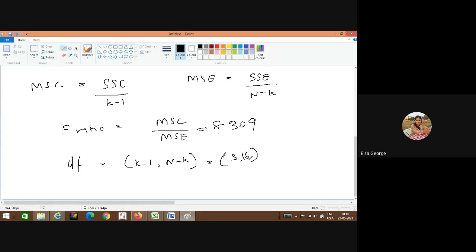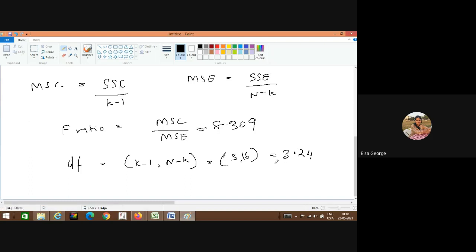So at 3 and 16, 5% level of significance, your table value will come around 3.24. If you check your book, you will get the value. But don't worry, for certain values, it will not be there in your logbook. For such values, it will be given directly in your question. So just identify the correct degree of freedom and then pick out the correct value for your table value. That's all.